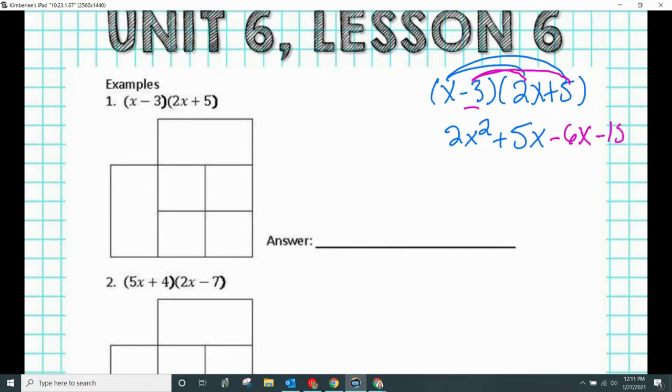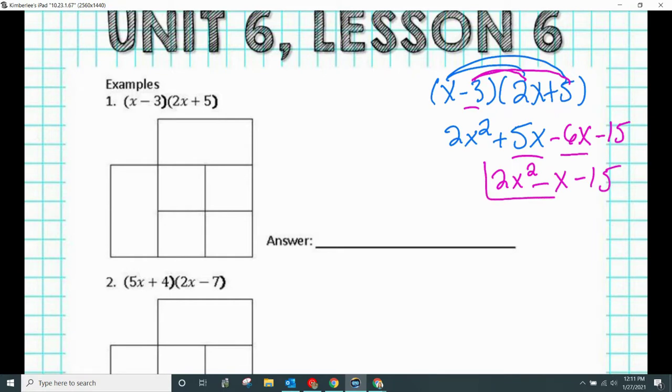So what happens when we multiply these out is we tend to get some terms in the middle here that are like terms. They have the same variable and the same power. Okay, so I could simplify this to be 2x squared, and then 5x minus 6x is minus 1x is what's left, minus 15. So this is our final answer.